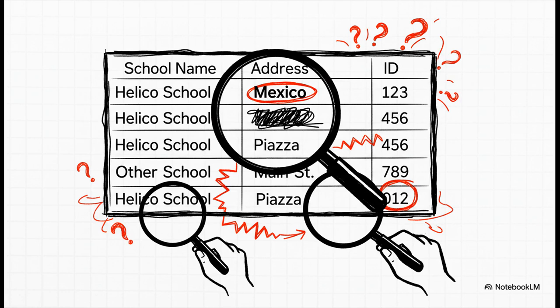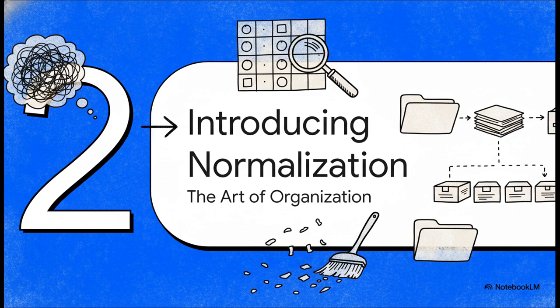And finally, there's the modification mess. Remember how we saw Helico's school listed twice with the same address? Okay, now what happens if that school moves? You'd have to manually hunt down every single time it's mentioned and change the address. If you miss even one of them, your data is now inconsistent. It's lying. You've got two different addresses for the same school. It's just an error waiting to happen. So yeah, this is a mess. A real minefield. How do we fix it?